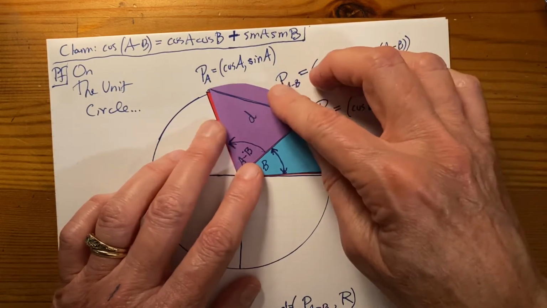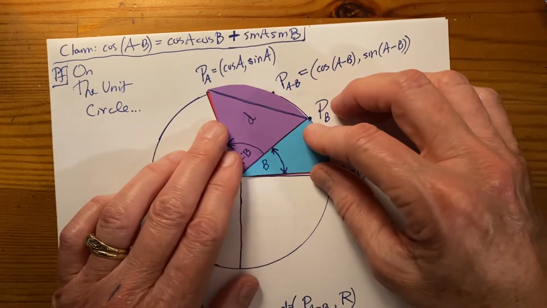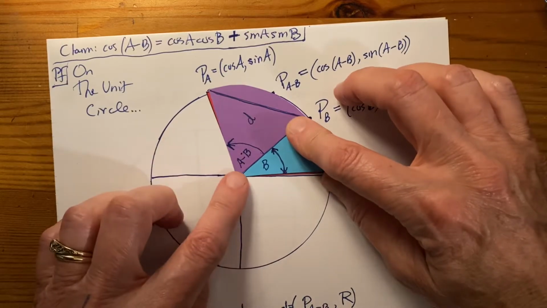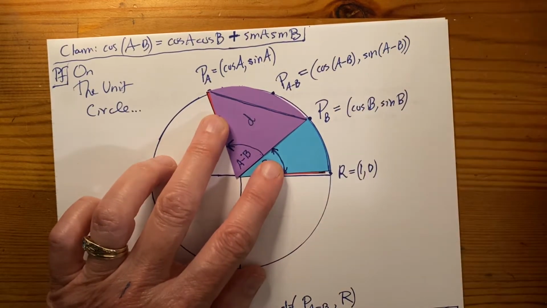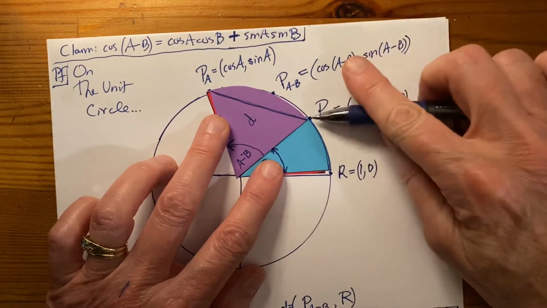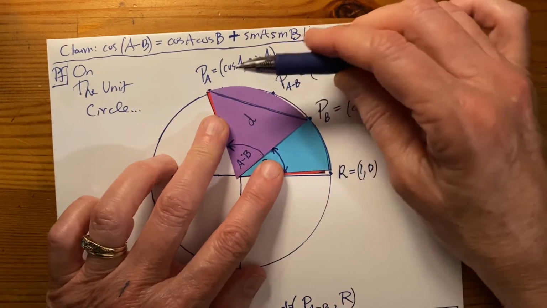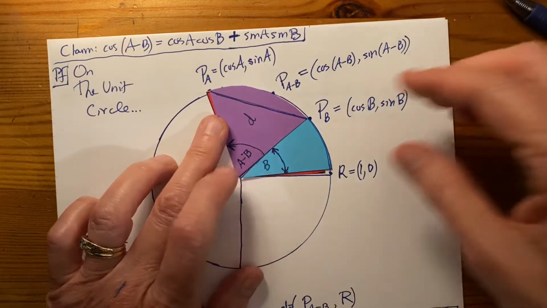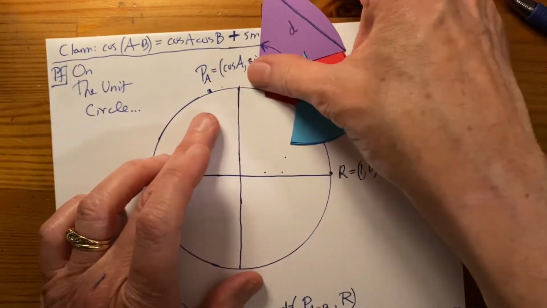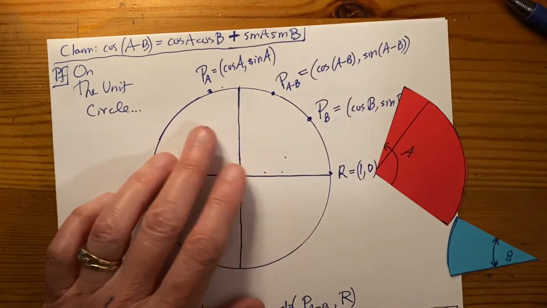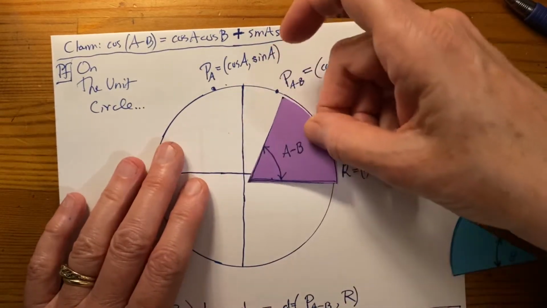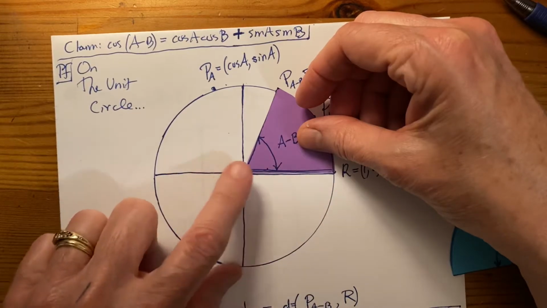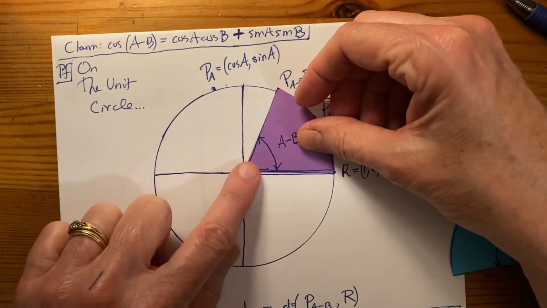So this purple angle here was representing the angle A minus B. There it is, A minus B. And if we draw the line segment from PB to PA and call its distance D, right? And now let's put A minus B in standard position. So here's my angle A minus B in standard position, with its initial ray over here on the positive x-axis.